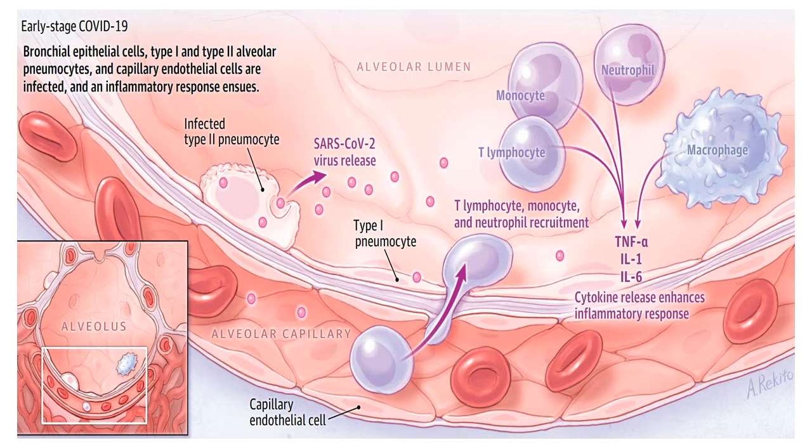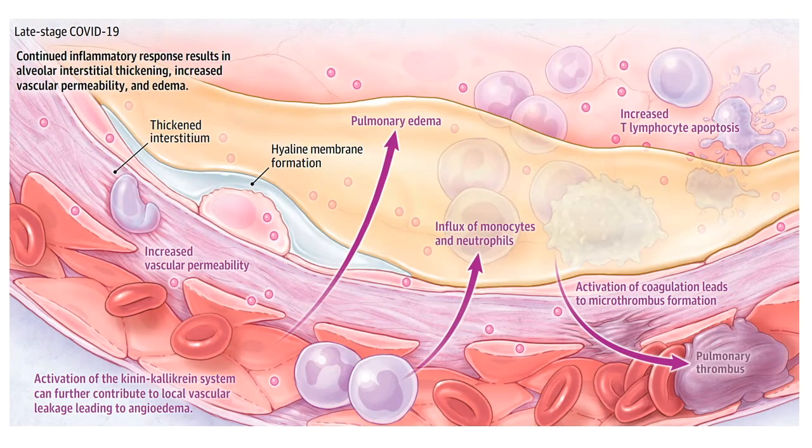All these things result in an inflammatory response resulting in the migration of macrophages, neutrophils, monocytes and T lymphocytes. These secrete the cytokines forming this inflammatory response. If the virus is not cleared and there is a continued inflammatory response, there is more influx of monocytes and neutrophils resulting in a pulmonary edema. There is hyaline membrane formation, thickening of the interstitium, and by activation of the coagulation, there are microthrombi in the pulmonary circulation.